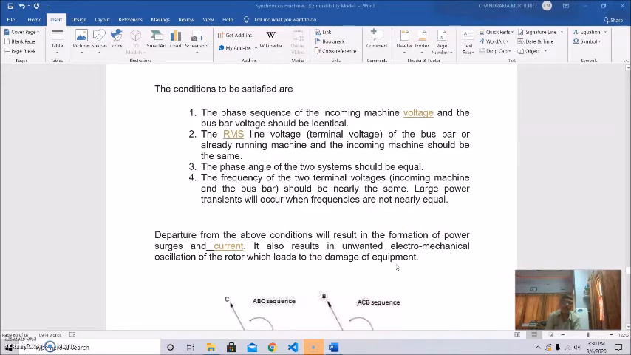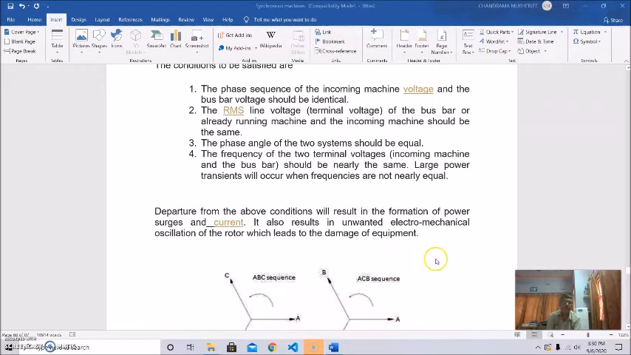So deviation from the above conditions will result in the formation of power surges and current, and it also results in unwanted electromechanical oscillations of the rotor, which leads to damage of the equipment.